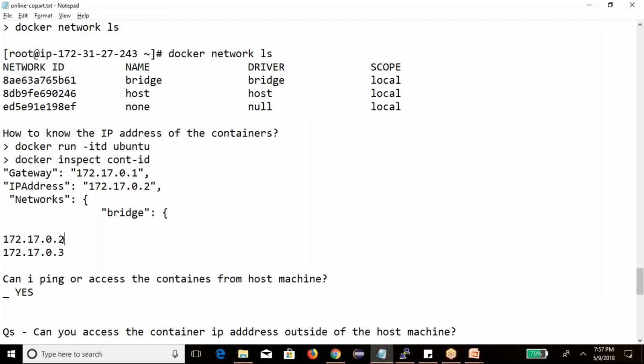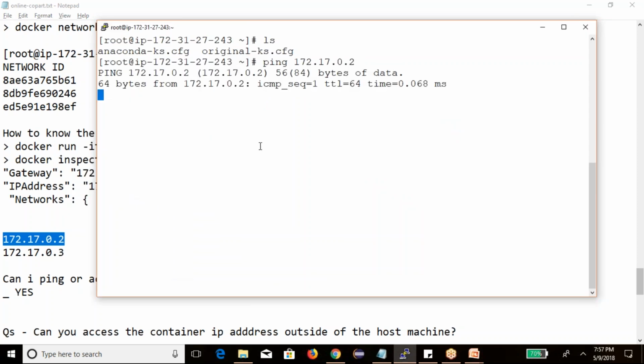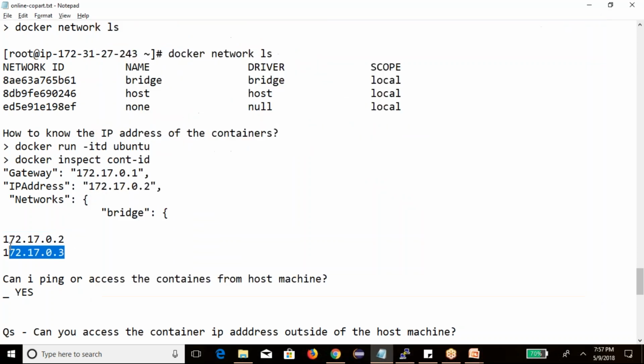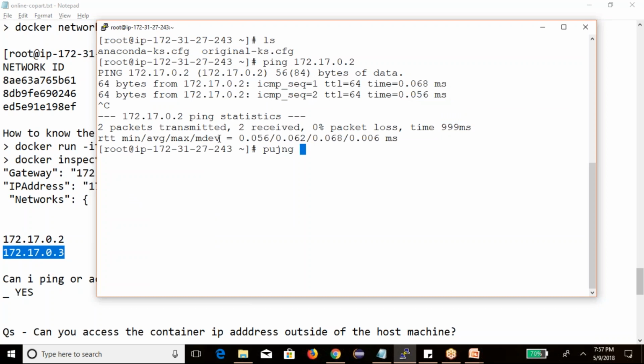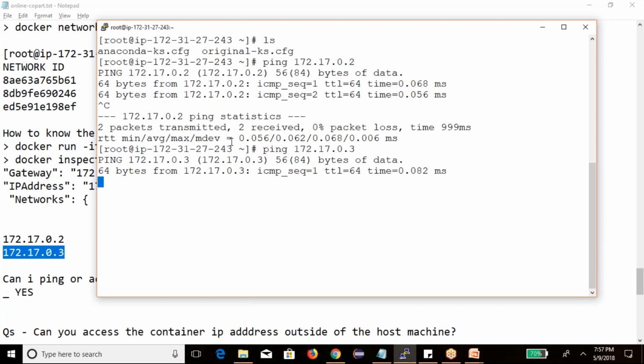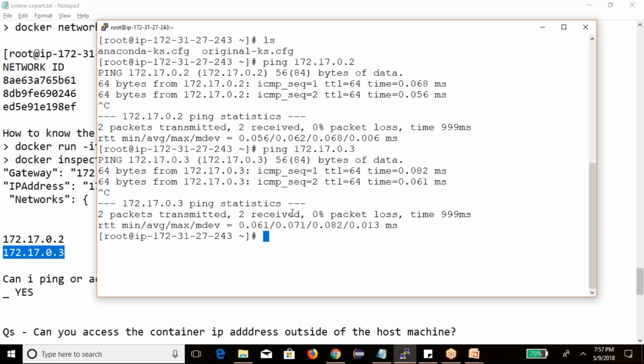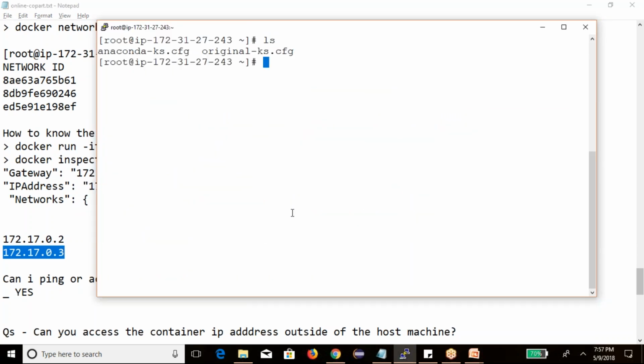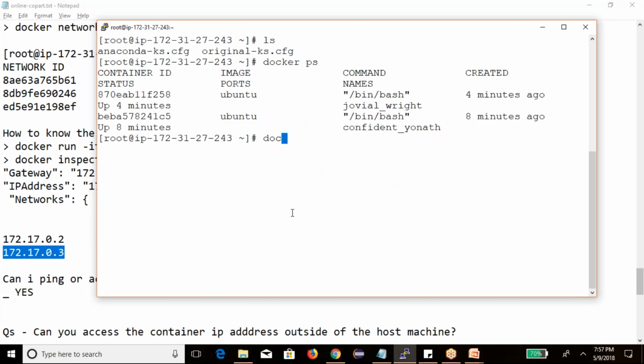I'm pinging. Here it's getting pinged. I'm pinging this one also. It's getting pinged. Now, can you ping from within the container? So I have to go inside the container. Let's go. I'm going inside the container, docker ps. But Rajesh, can you ping from your actual host machine, I mean, like from your laptop? I'll tell you. Just be with me. Okay. I understood your question.